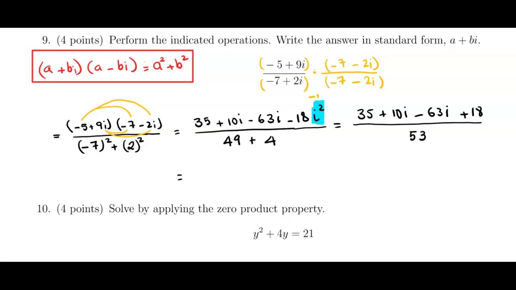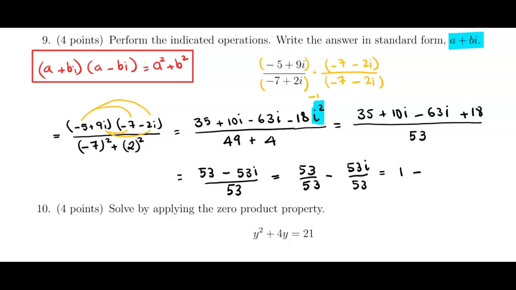So we're going to start with 35 and 18. That's going to give you 53. And then 10 minus 63 is going to be minus 53i. And of course, everything divided by 53. Remember that you want to end up with a plus bi, so the best approach is to separate them. It's going to be 53 divided by 53 minus 53i divided by 53. And if I do that, this is going to give me 1 minus i. And that would be your final answer.